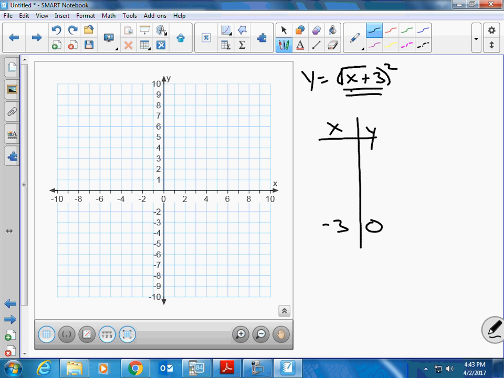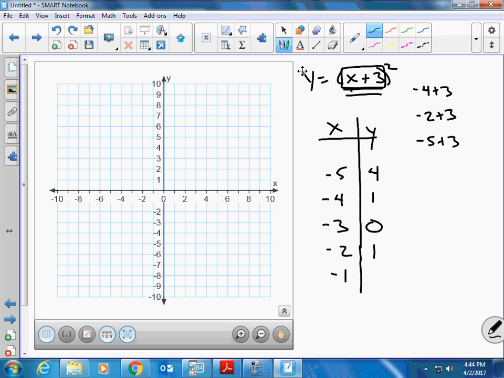One more time in the logic. My goal is to ask the question, what makes this piece 0, and start there. Now, as I move up and down from there, my pattern should follow that same 1, 4, 9, etc. Does it? Put a negative 4 in for x. Negative 4 plus 3 is a negative 1, and a negative 1 squared is a positive 1. Put in a negative 2 for x. Negative 2 plus 3 is 1. 1 squared is 1. Put in a negative 5. Negative 5 plus 3 is a negative 2, and a negative 2 squared is 4.